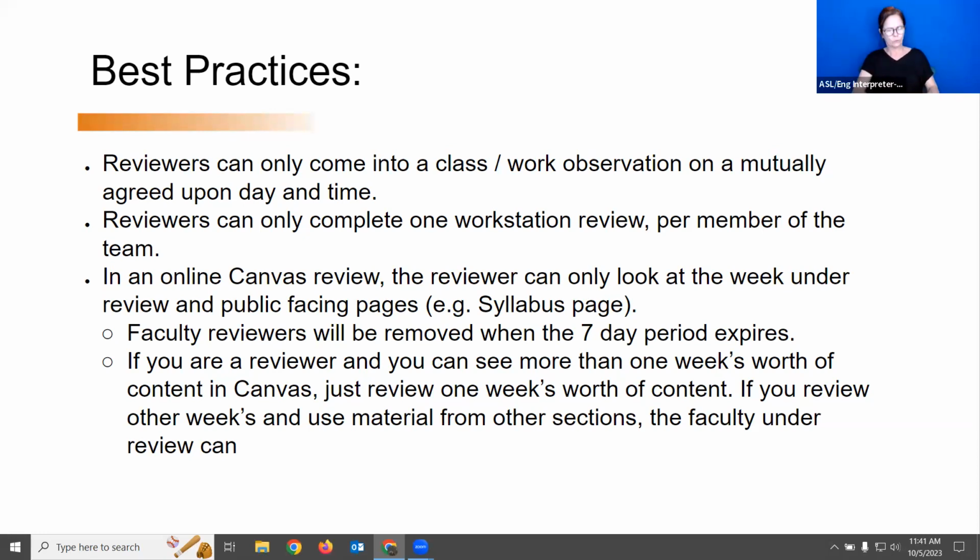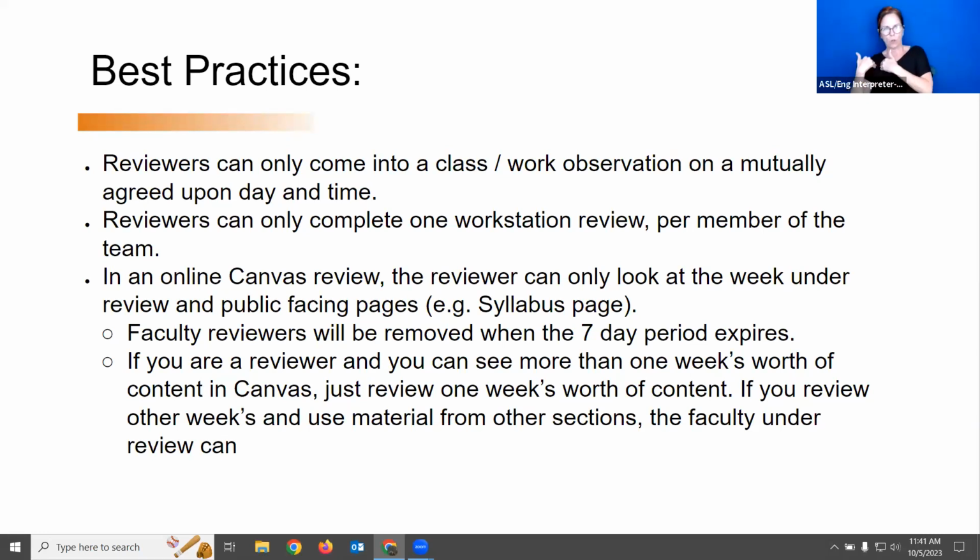But unfortunately, we've seen a number of instances where folks were like, I want to do 2 observations. No, only the one. Reviewers can only complete 1 workstation review per member of the team. So again, the dean should have already divvied up the workload.